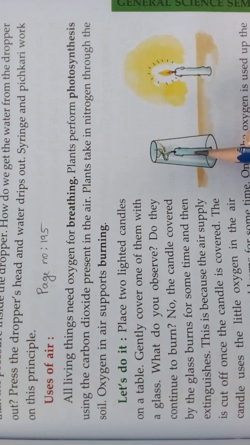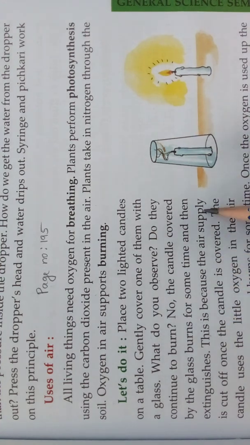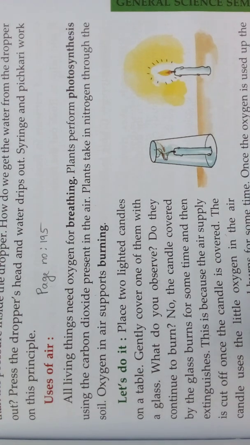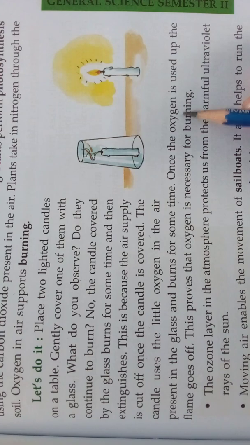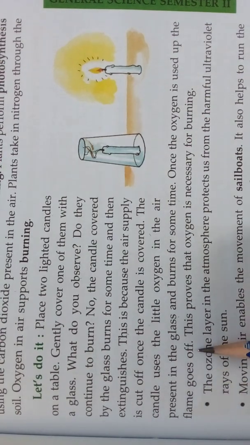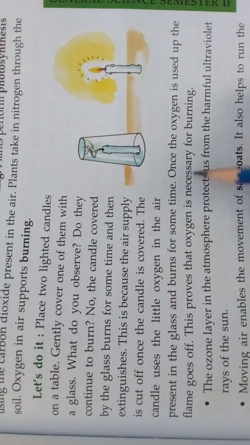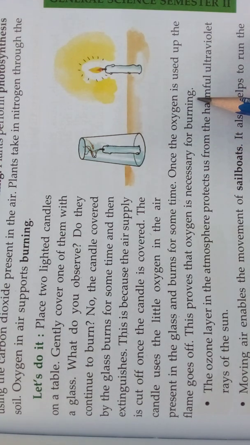That is why the oxygen in the air supports burning. In this activity we observe that oxygen supports burning. This is because the air supply is cut off once the candle is covered. The candle uses the little oxygen in the air present in the glass and burns for some time. Once the oxygen is used up, the flame goes off. This proves that oxygen is necessary for burning. Understood, children?